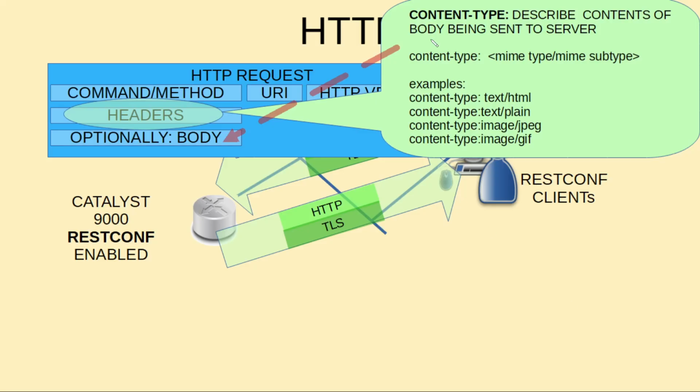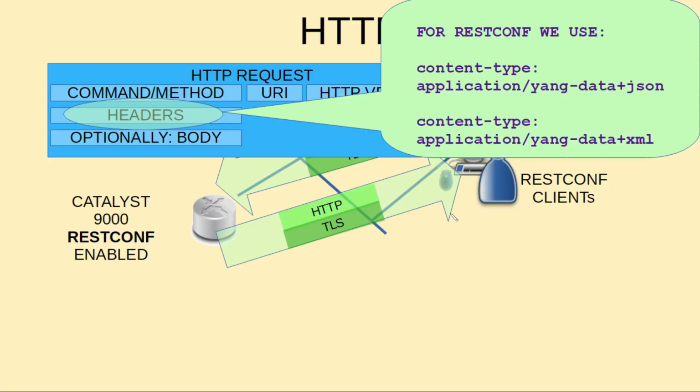With the content type header, we are going to describe the contents of the body that we are going to send to the server. We are going to use a MIME type and a MIME subtype. These are examples. If the body that we are sending to the server contains JSON code, we are going to use this header, and if we are using XML for the code, we are going to use this header.